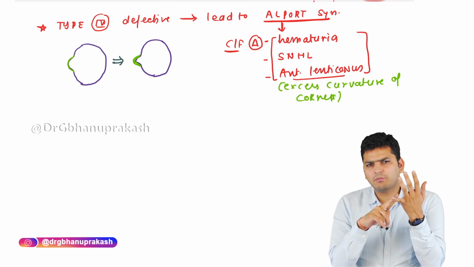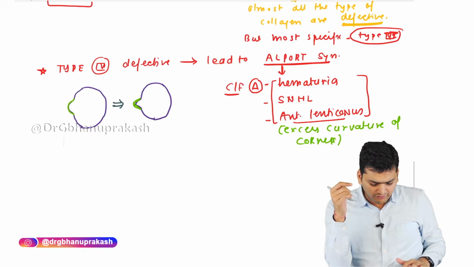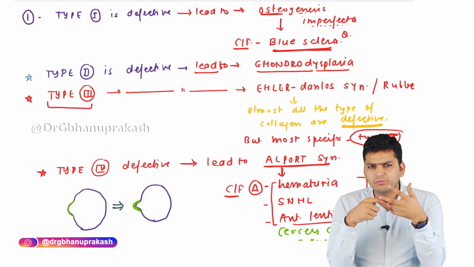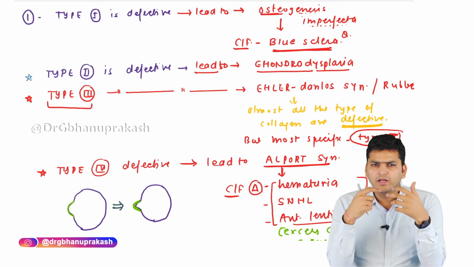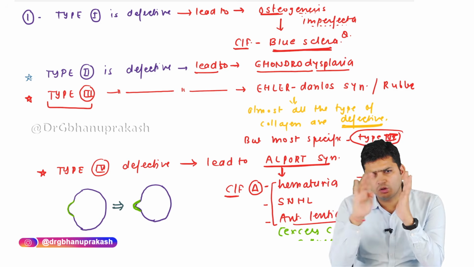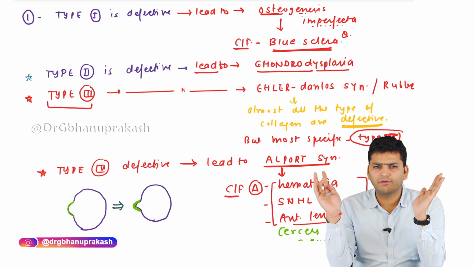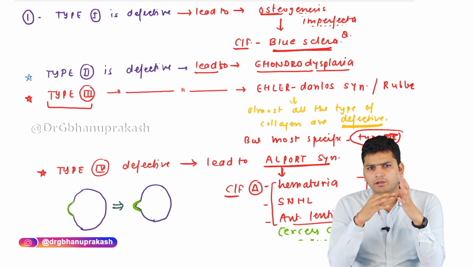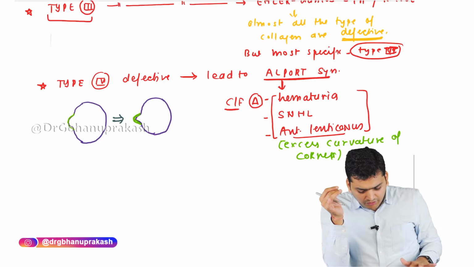So we have discussed the type 1 disorder, which leads to osteogenesis imperfecta. Type 2, if defective, will lead to chondrodysplasia. If type 3 is defective, it will lead to Ehlers-Danlos syndrome. The point to remember is that in Ehlers-Danlos syndrome almost all the collagens are defective, but the most specific one is type 3. Then is type 4. If it is defective, it will lead to Alport syndrome.